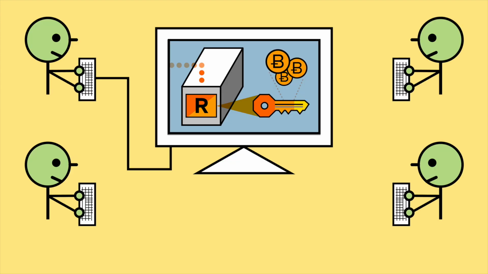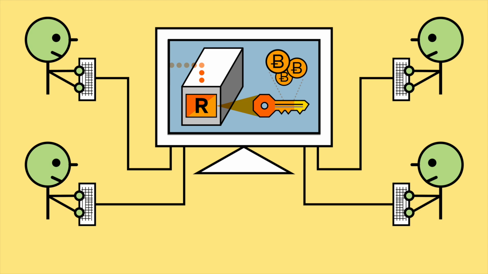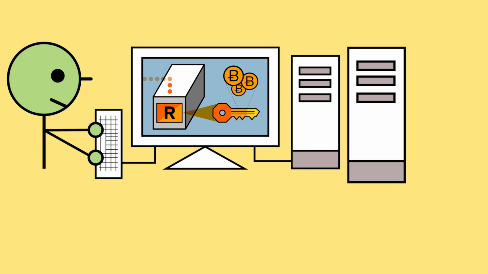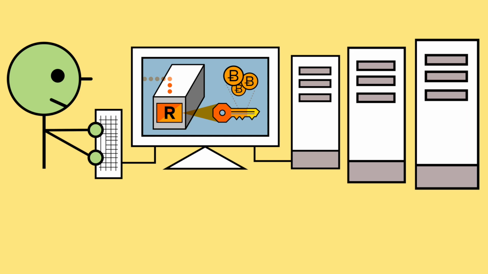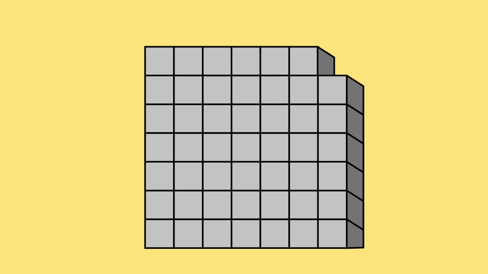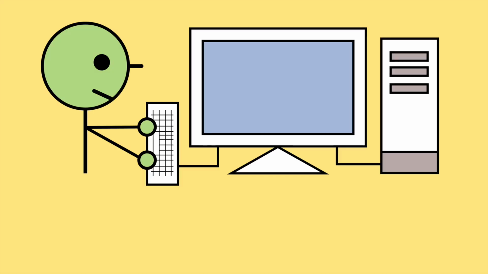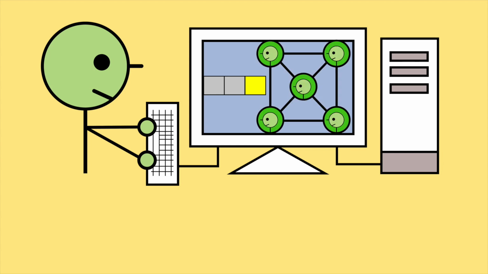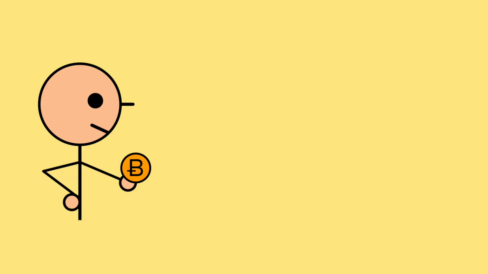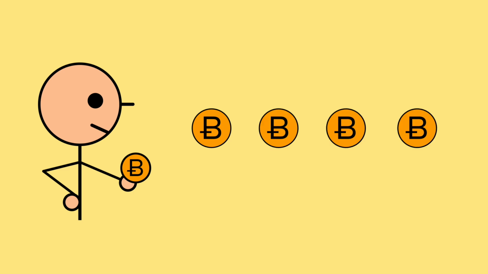It's a competition, with all the miners racing to solve a complex cryptographic puzzle. The more computing power you have, the more likely you are to solve it first. After solving a block, the miner tacks it on to the end of the blockchain. Then they broadcast it to their peers, who check the work and start using the new version of the blockchain. The first miner to solve a block is rewarded with some newly minted Bitcoins.